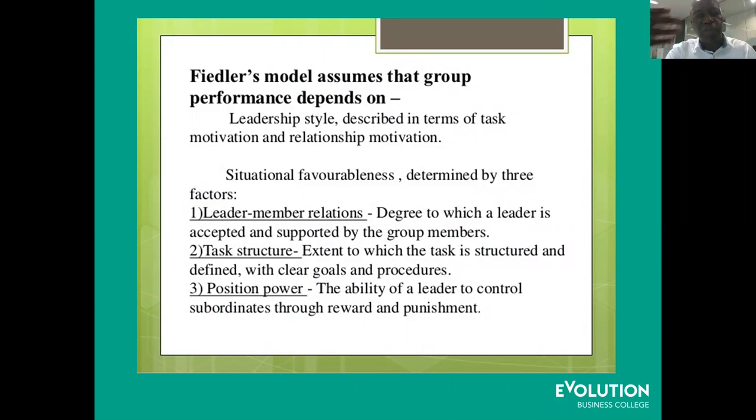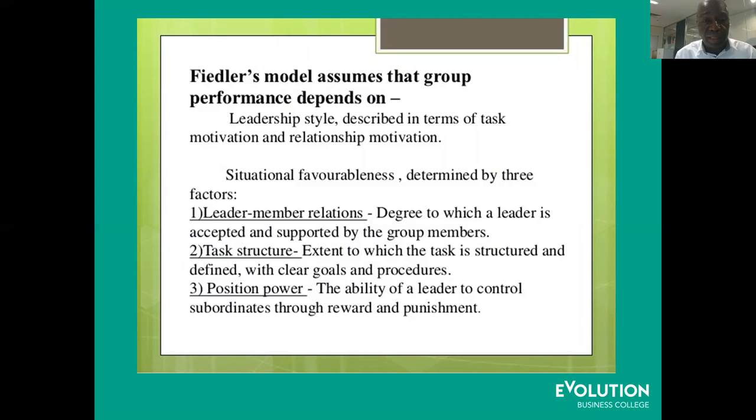The situation's favorableness is determined by 3 factors: the leader-member relationship. So how is the relationship between the members and their leader? It is the degree to which a leader is accepted and supported by the group. If the leader is accepted very well by the group and there are good relationships, then that group will probably excel because they're in agreement with the leader and happy to be led, and the leadership style is something they easily respond to and understand.